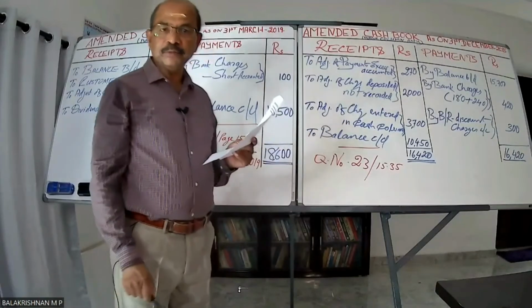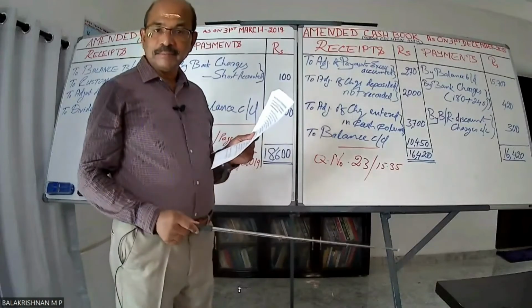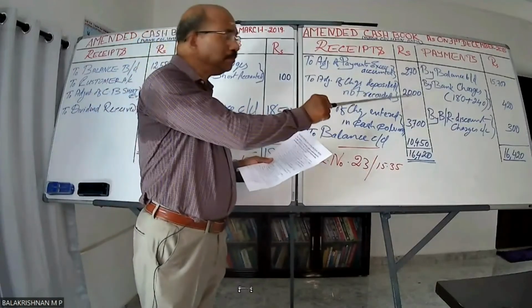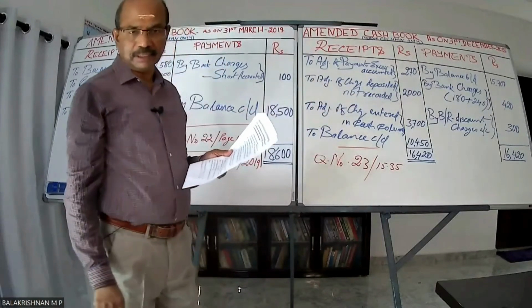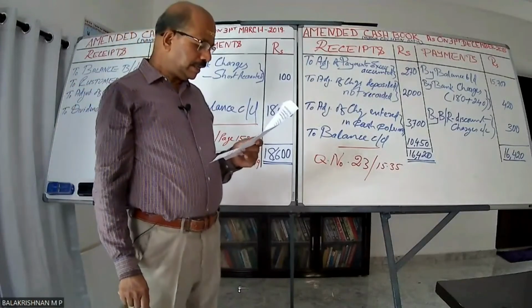I am again telling you, you need not worry about the proper double entry in this one. The priority is to show the missing debit or missing credit in the amended cash book. Okay, fine. Next one.